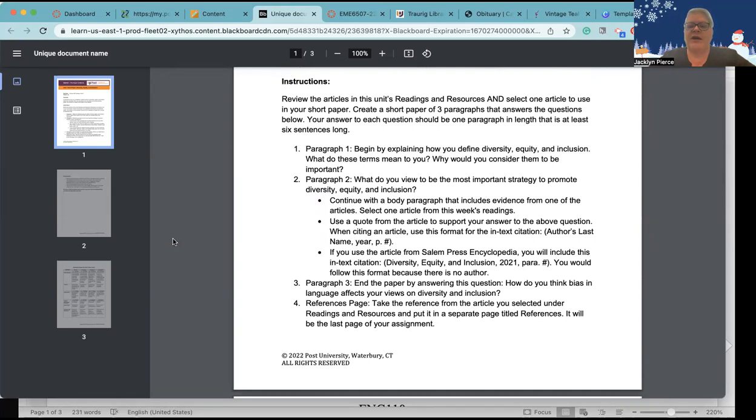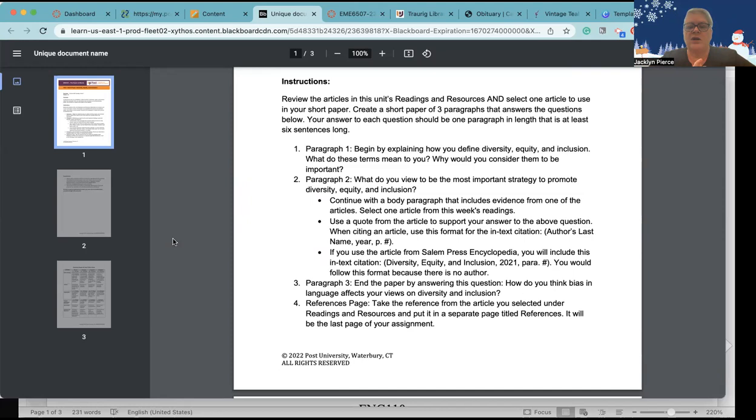Write in this paragraph evidence from one of the articles. Use evidence from the articles. Select only one of the articles from this week's readings. Use a direct quotation from the article to support your answer to the above question. When citing an article, right after the quote, you will have little parentheses that have the author's last name, the year, and the page number, if there is a page number.